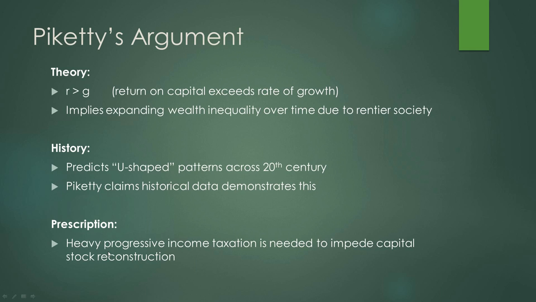And this is an argument for prescriptive, heavy, progressive income and estate taxation, basically to impede the reconstitution of this old Gilded Age style rentier capital stock that previously plagued economic encounters at the beginning of the 20th century. And he gives a variety of reasons.